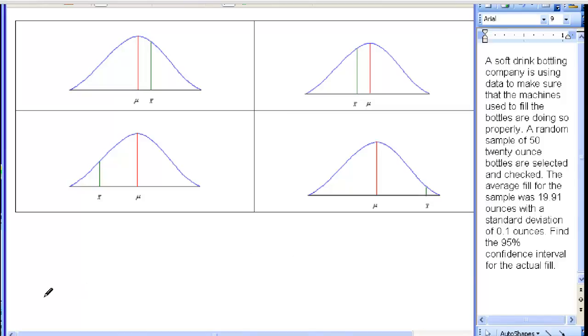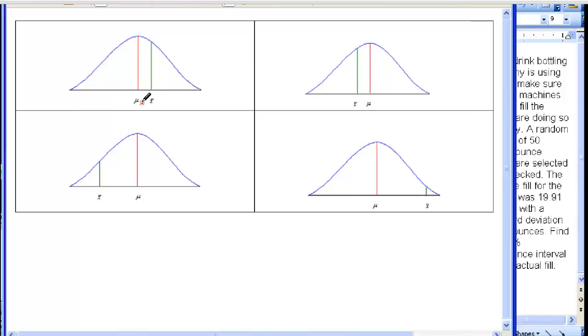The problem is essentially that a company that is filling bottles that say that they have 20 ounces on the side needs to make sure that they're filling the bottles to the proper fill weight. They hope that the population mean for the fill weight is 20 ounces.